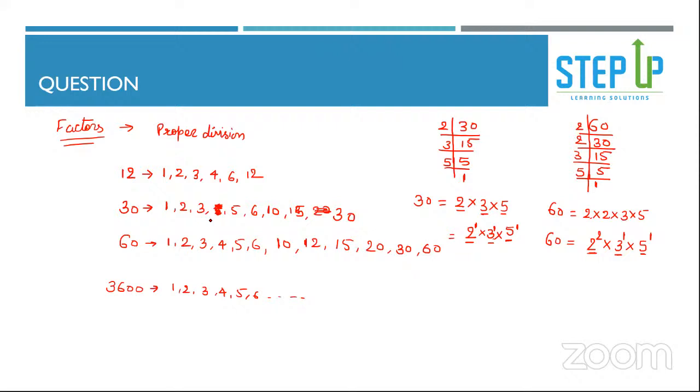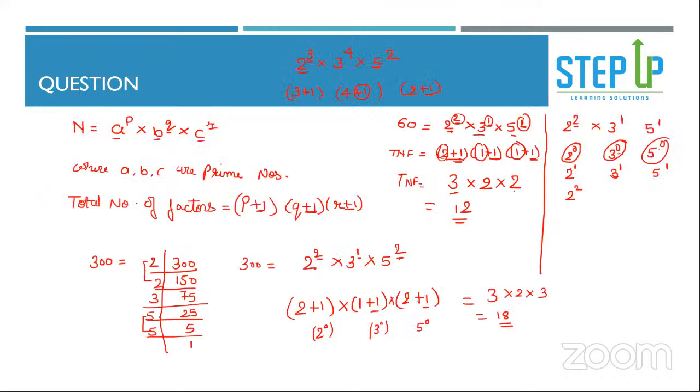If I go back, let's count the total number of factors for 60. 1, 2, 3, 4, 5, 6, 7, 8, 9, 10, 11, 12. All right, 12 will be the total number of factors. Okay, let's move on.